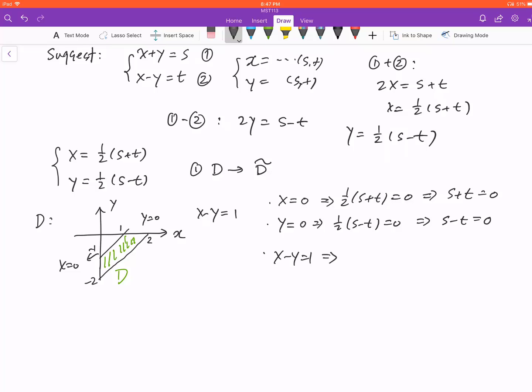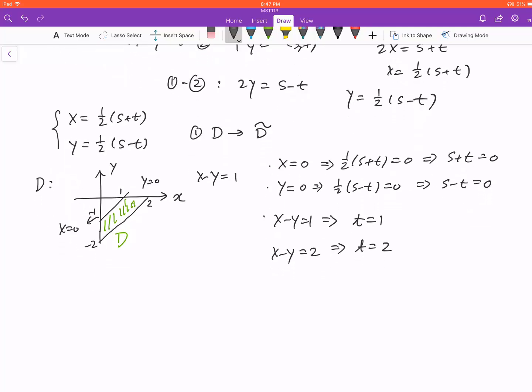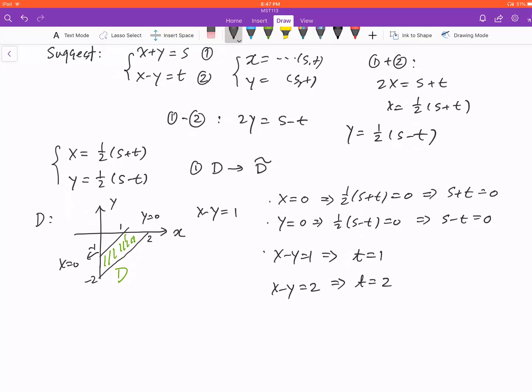That means we can already see that because x minus y is t, so that means t is equal to 1. This is t equal to 1. And x minus y is equal to 2. That's t is equal to 2, because we know the change of variable is simply x minus y is equal to t, right? We have it over here, x minus y is equal to t.